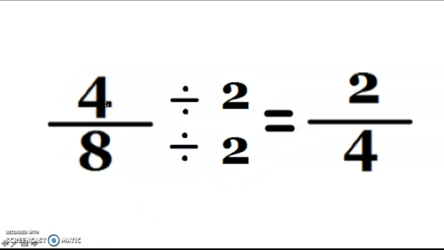So when I divide my numerator by 2, I get 2. When I divide my denominator by 2, I get 4. 2/4. Now, when I divide the top and the bottom of our fraction by 2, I am not changing the value of the fraction. In fact, 4/8 is exactly equivalent to 2/4, and that's because whatever I did at the top, I did to the bottom. It's exactly the same value. So it looks different, but it's exactly the same value.